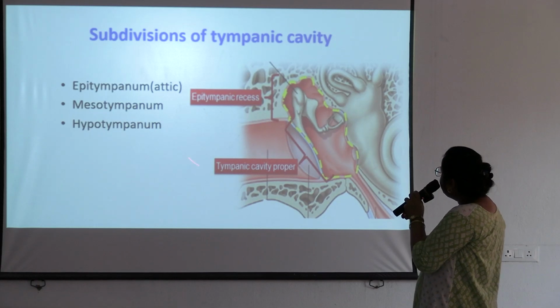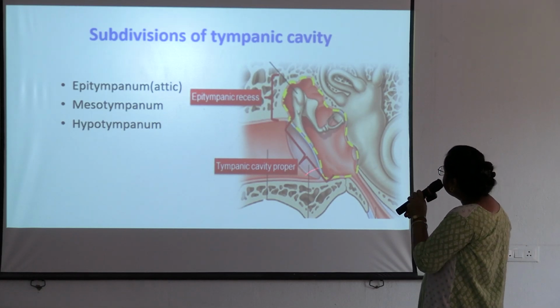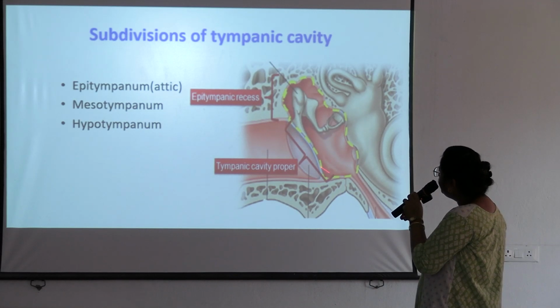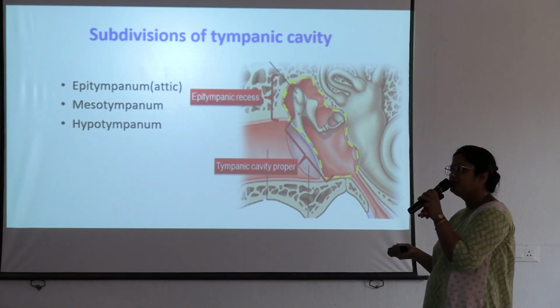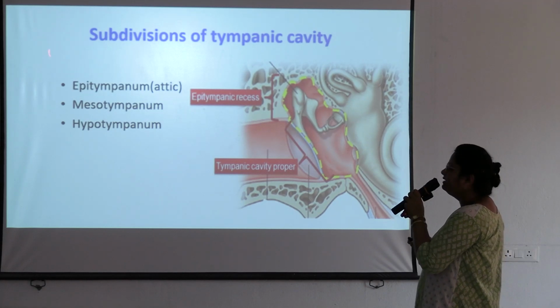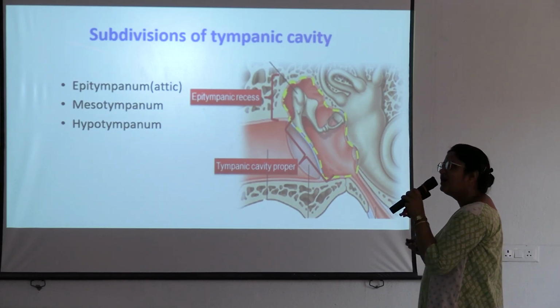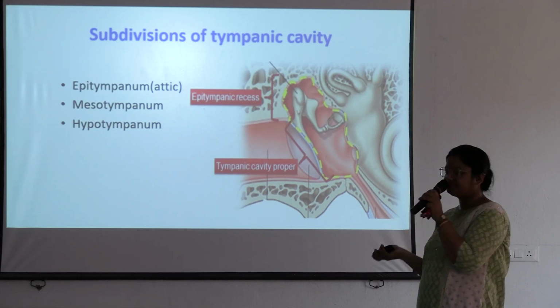The portion lying at the level of the tympanic membrane is the mesotympanum, and the portion below the level of the tympanic membrane is the hypotympanum. So these are the three parts of the tympanic cavity, and the epitympanum is also called the attic. Okay, this term is also asked: what is the attic?